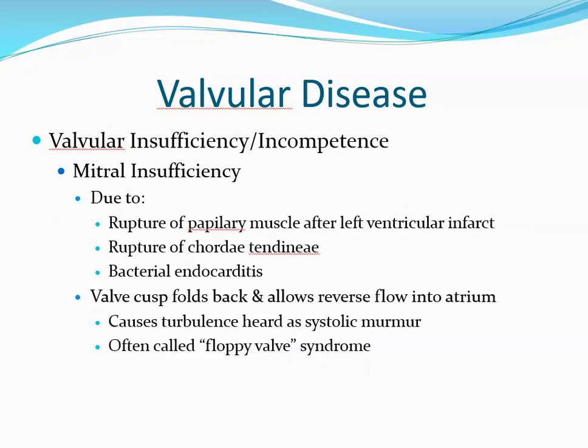So, a mitral insufficiency could be due to rupturing of the papillary muscles. They will no longer be able to pull on the chordae tendineae to close the valves. This could be the result of a left ventricular infarct. It could be due to rupturing of the chordae tendineae. This is often seen associated with rheumatic heart disease. Or it could be the result of bacterial endocarditis. Regardless of the cause, the valve cusps now fold back and allow reverse flow into the atria. This results in turbulence that is heard as a systolic murmur. This is often referred to as floppy valve syndrome.